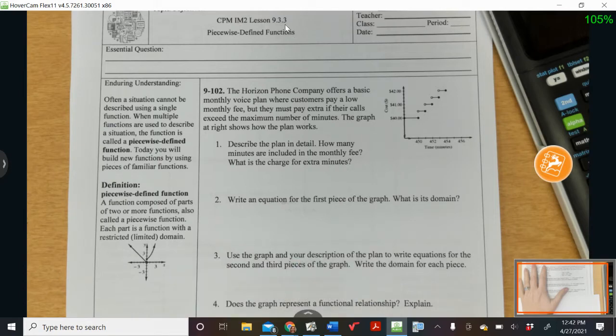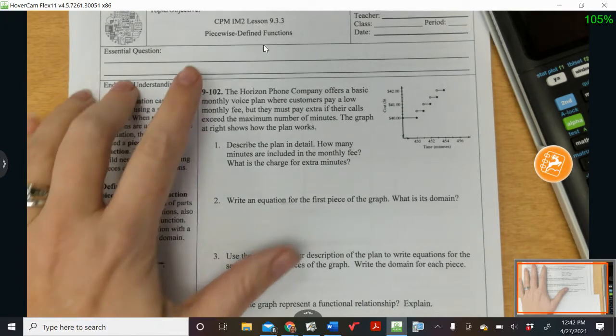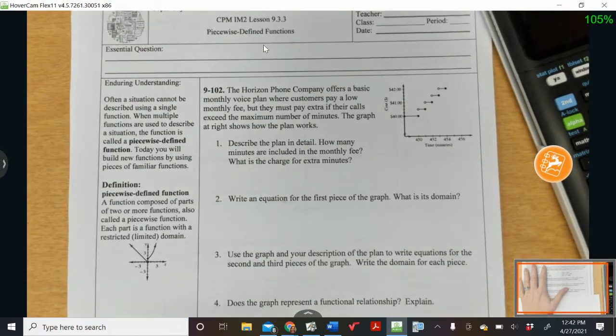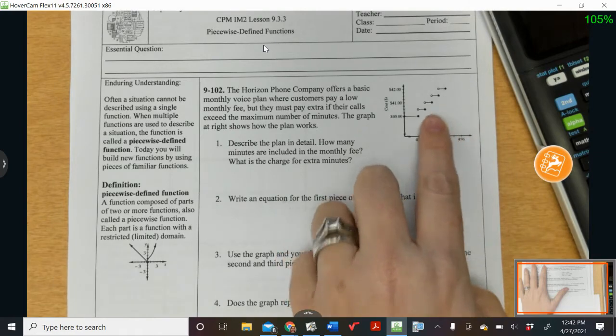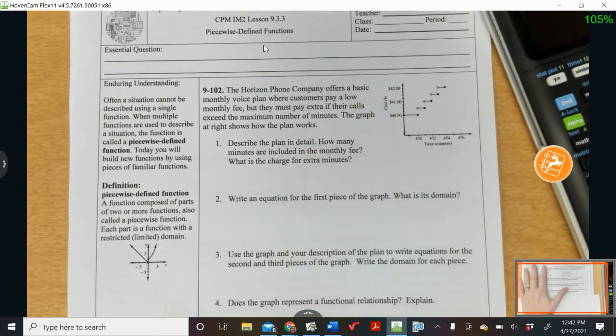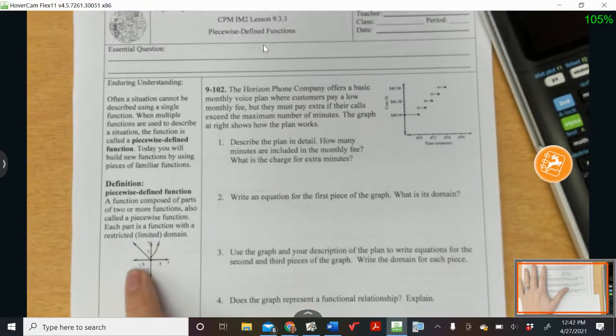All right, so this is Math 2, Lesson 933, piecewise defined functions. So piecewise functions can seem very scary. You can see an example of a piecewise function here, and then an example of another piecewise function here.